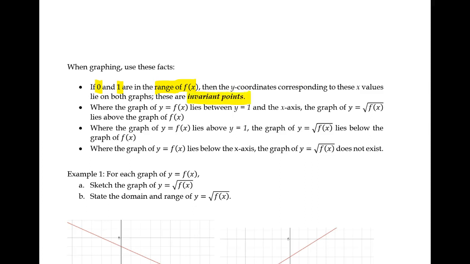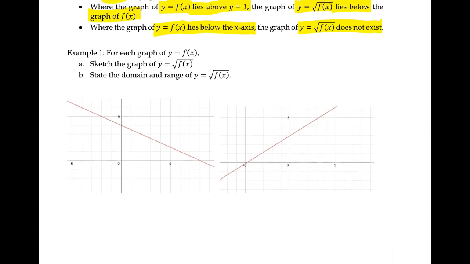Then these will be invariant points, where the graph of f of x lies between y equals 1 and the x-axis. The graph of y equals the square root of f of x lies above the graph. And so again, we saw that above. So before we get to y equals 1, the graph of the radical is above the graph of the original function. When y equals f of x lies above y equals 1, the graph of our radical is below the graph of f of x. Finally, where the graph of f of x lies below the x-axis, this cannot exist because we can't take the square root of a negative.